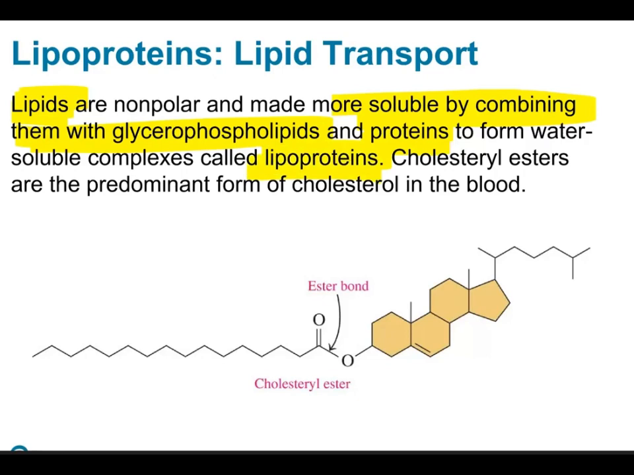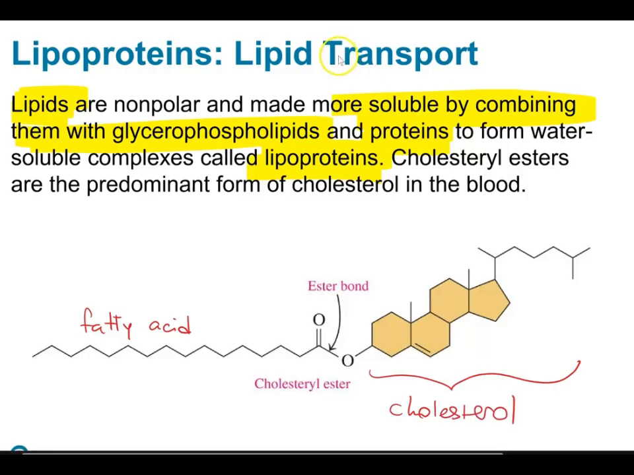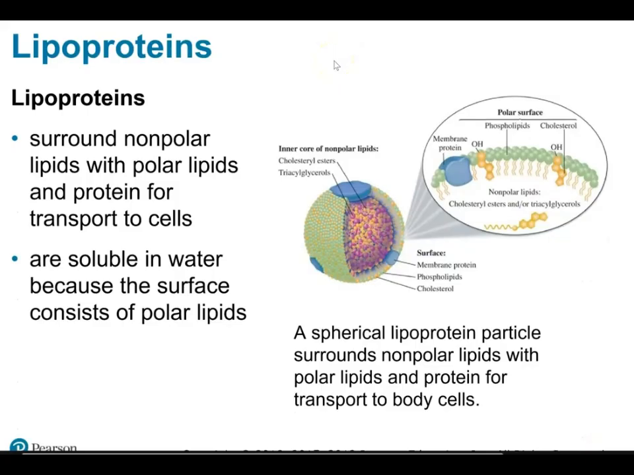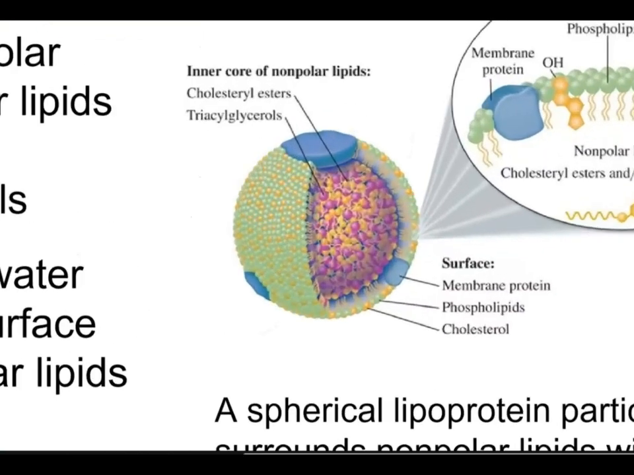And the esters of cholesterol that are formed by fatty acid and cholesterol is the way cholesterol exists in the blood. So now let's take a very, very careful look at a lipoprotein.